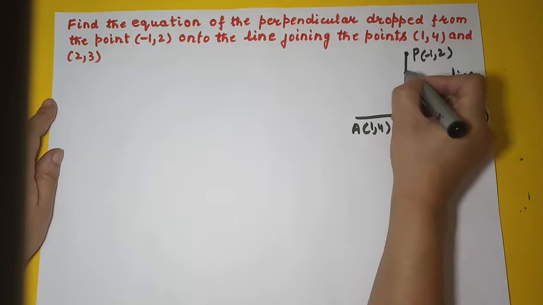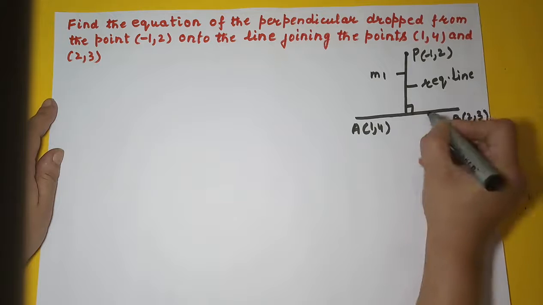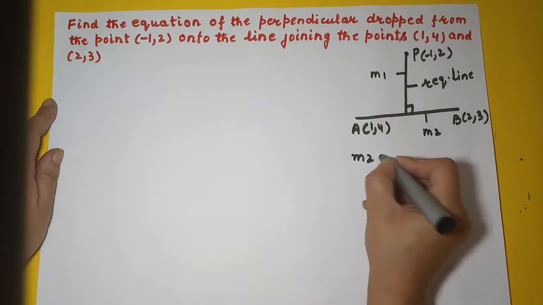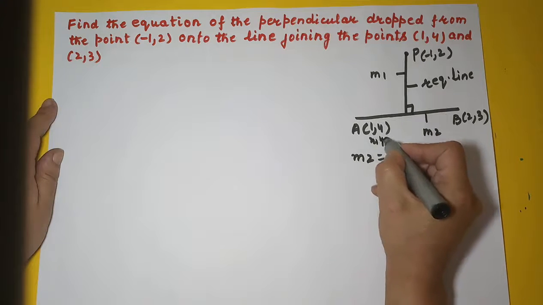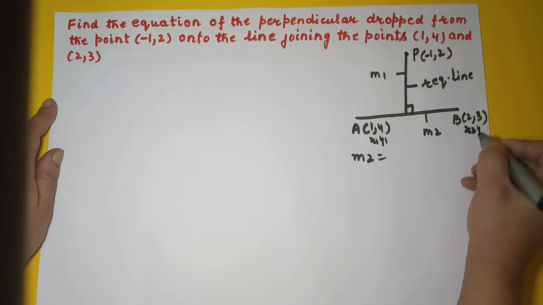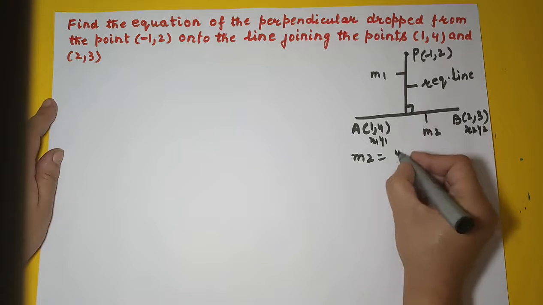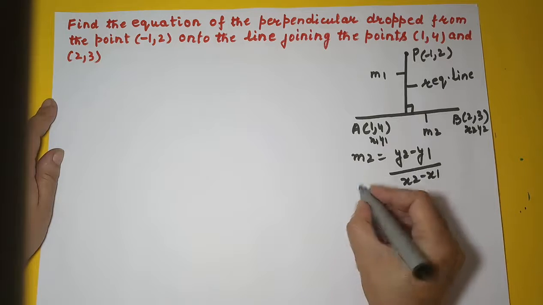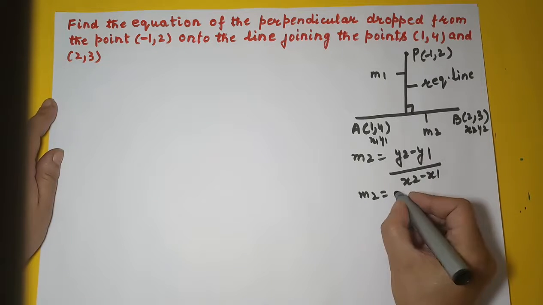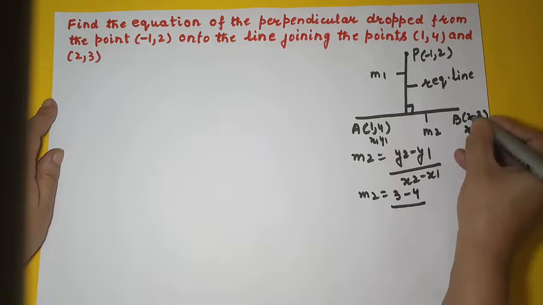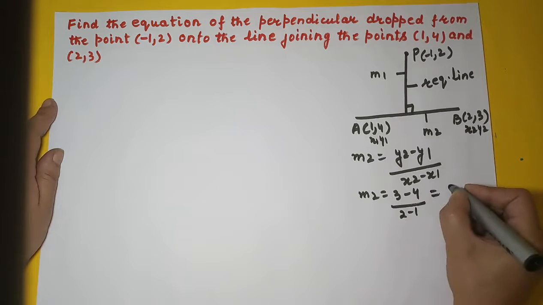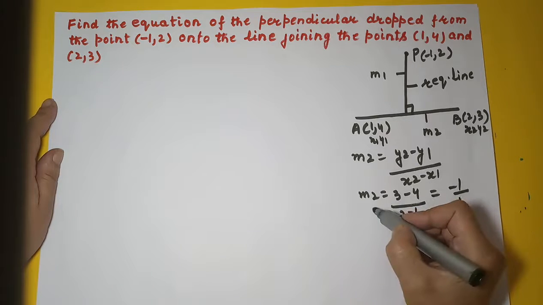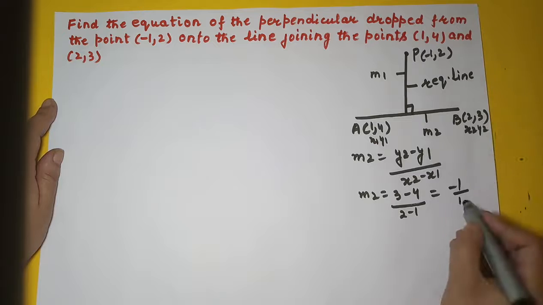So let's name the slope of this line as m1 and the slope of this line as m2. Let's first calculate m2. So for that, this is x1, this is y1, this is x2 and this is y2. So m2 is (y2 minus y1) upon (x2 minus x1). So my m2 will be (3 minus 4) upon (2 minus 1). So this is -1 upon 1, right? So I have got the slope of this line as -1.